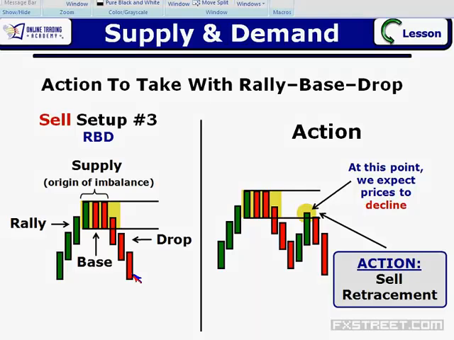The demand level on the right, rally-base-rally. So take a look here. Once you see this picture that represents more supply than demand, rally-base-drop, consider shorting a pullback into that area. Make sense?